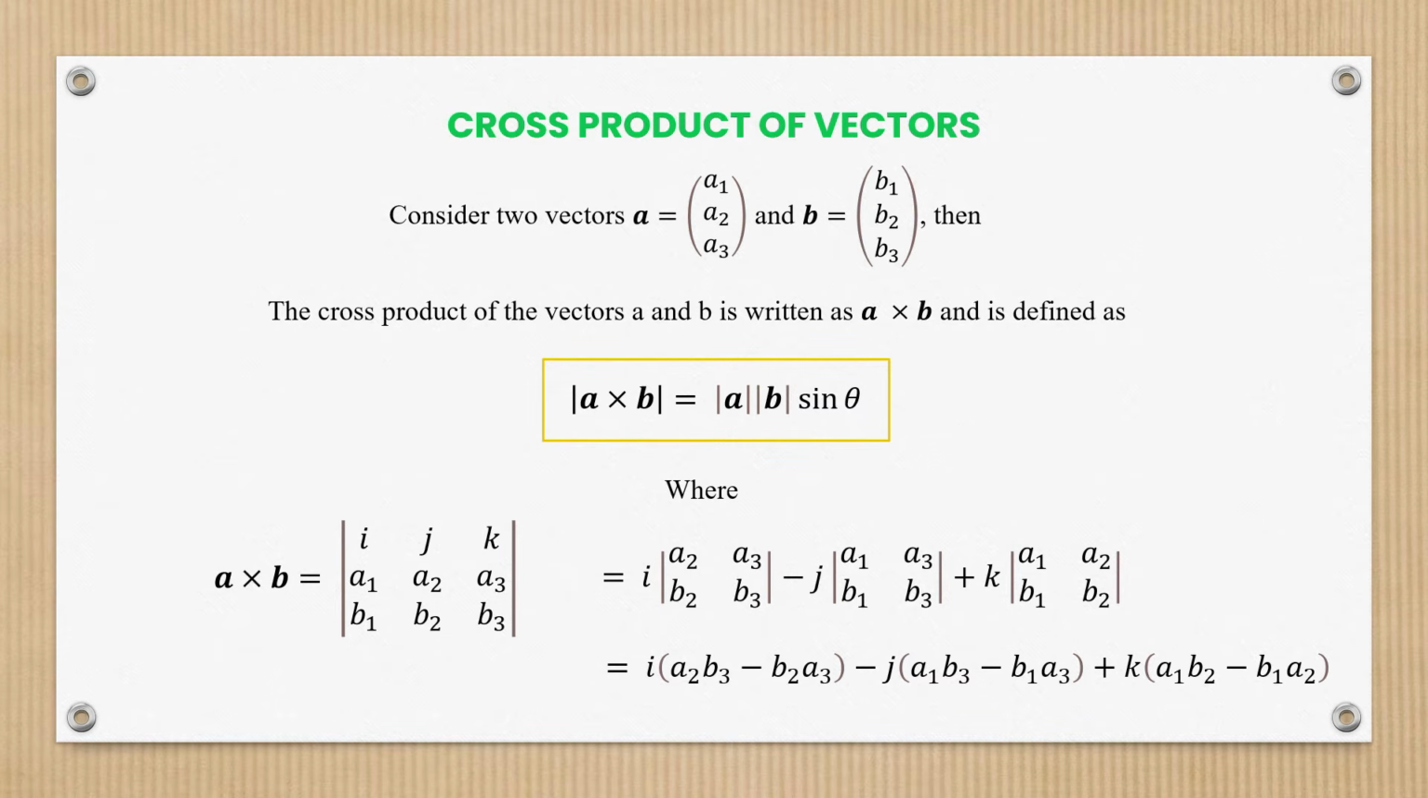So a determinant is a scalar value that is calculated from a square matrix, as you can see right there. So I into A2 times B3 minus B2 times A3. Then we have this minus sign right here, J into A1 times B3 minus B1 times A3, plus K into A1 times B2 minus B1 times A2.